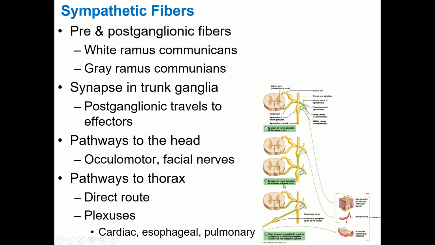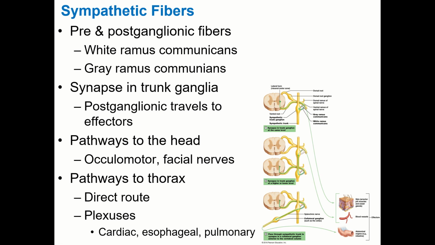So this graphic is what I just showed you. These are the three things that can happen. We can synapse at the same level and go out, which you can see affects the skin. Or we can come out here, synapse, and go up, and you can see that can affect a blood vessel. Or we can, actually, sorry, not synapse, and go straight through this trunk ganglion and then out to one of the collateral ganglia and then affect, in that case, the large intestine.